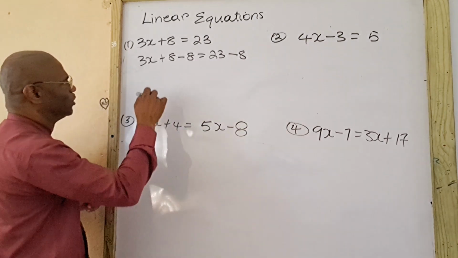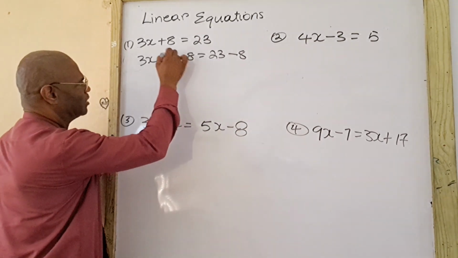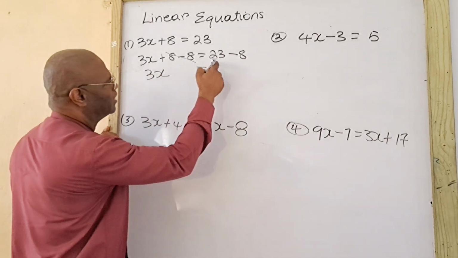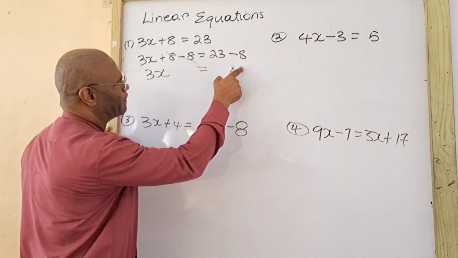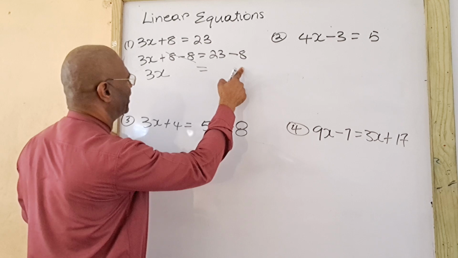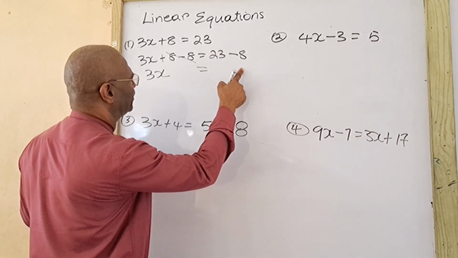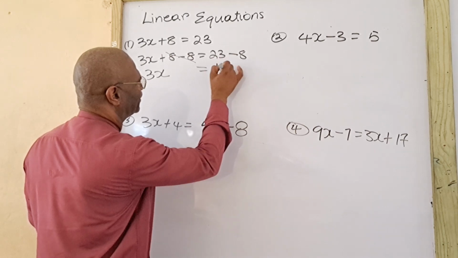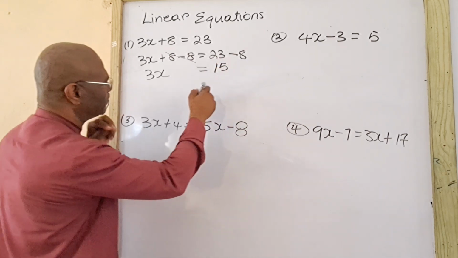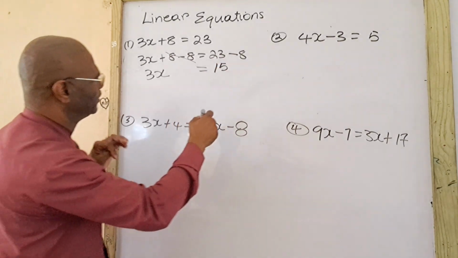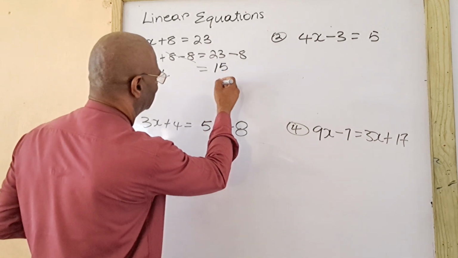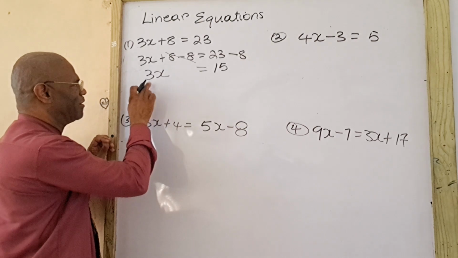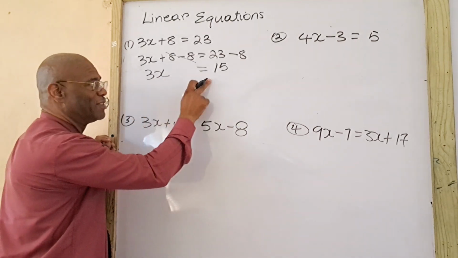So 8 minus 8 is 0, so these cancel. I'm left with 3x equals 23 minus 8. 23 minus 8 is 15. Now we have 3 times a number gives us 15.